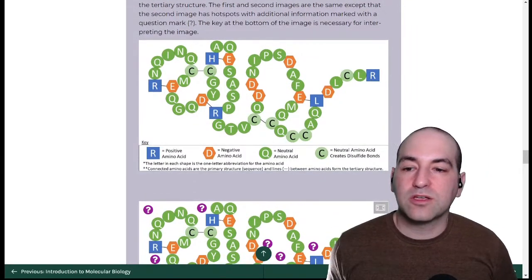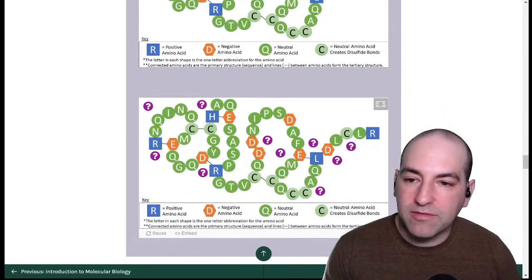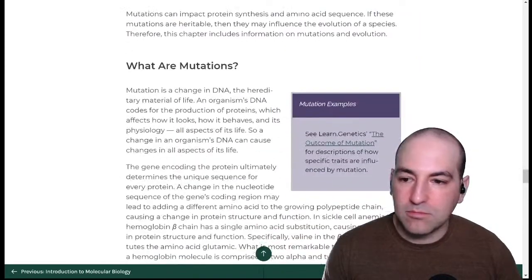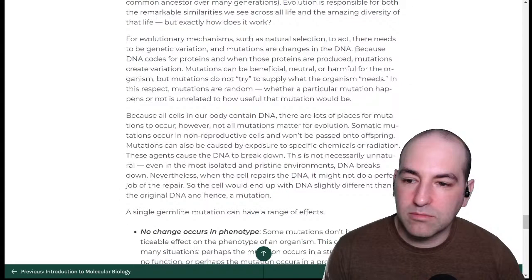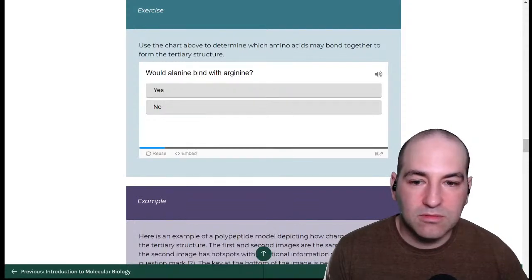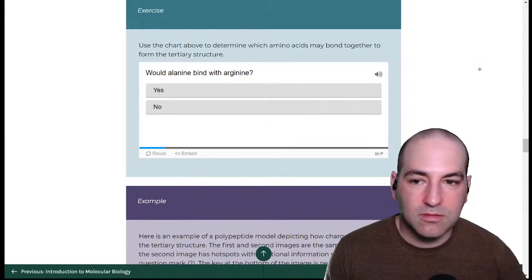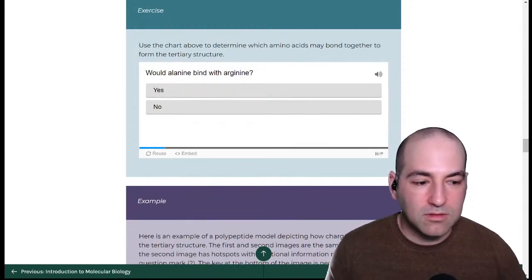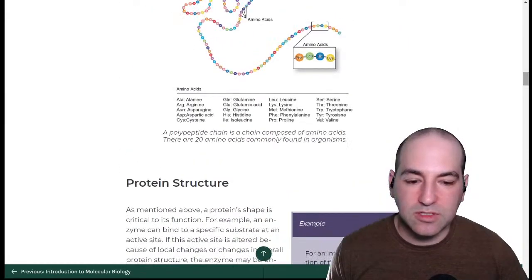So now moving into the secondary structure, what happens is that the shape of that chain ends up changing depending on what types of things are connected to each other.